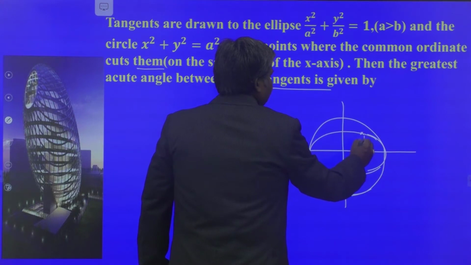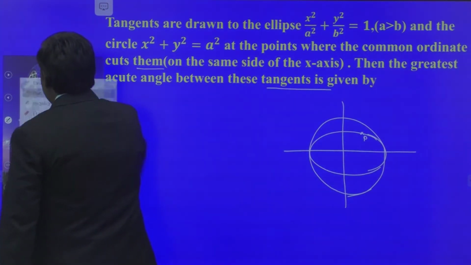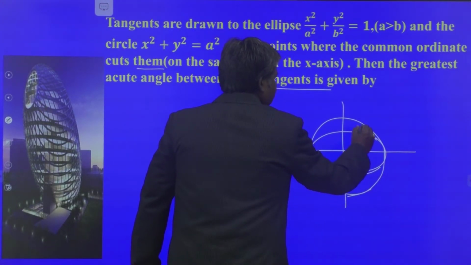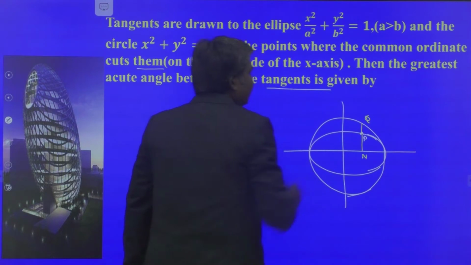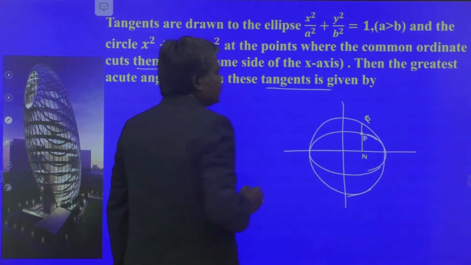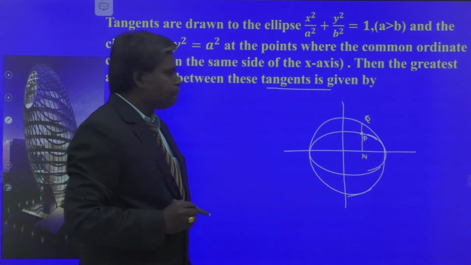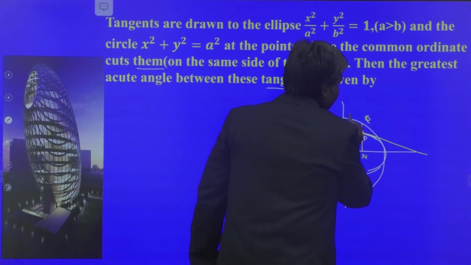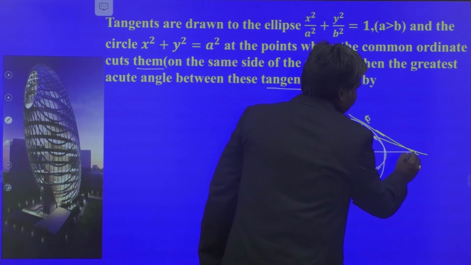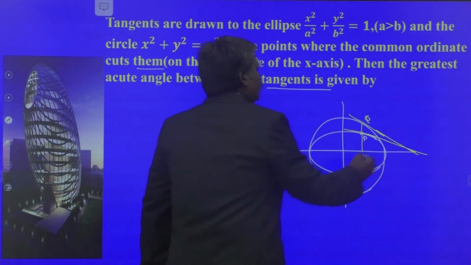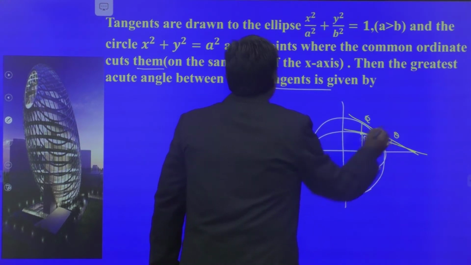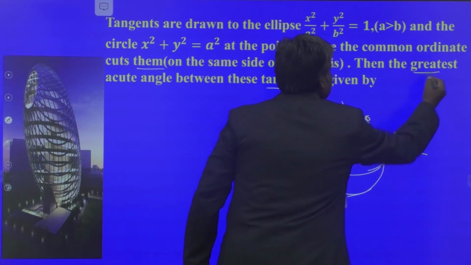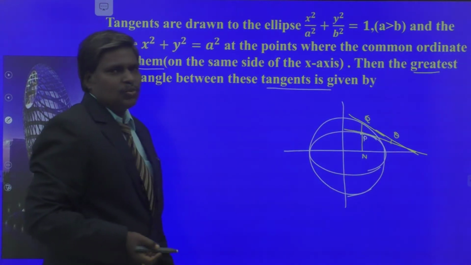So P is any point on the ellipse. We have to draw the ordinate through this point P. This is PN. Produce NP up to Q where it meets the auxiliary circle. These two points are said to be corresponding points. Now the tangents are drawn at P and Q to these two curves. They intersect on the axis, as shown in this figure. We have to find out the acute angle theta, the greatest acute angle between these two tangents.